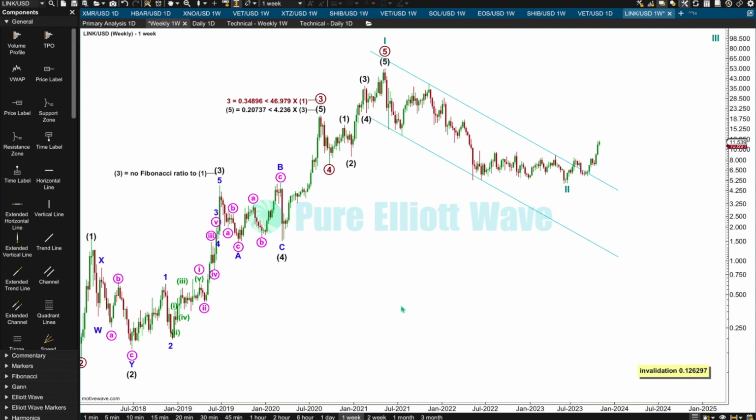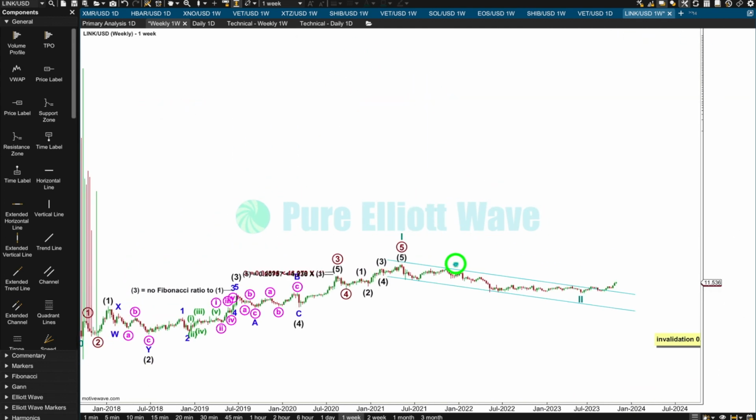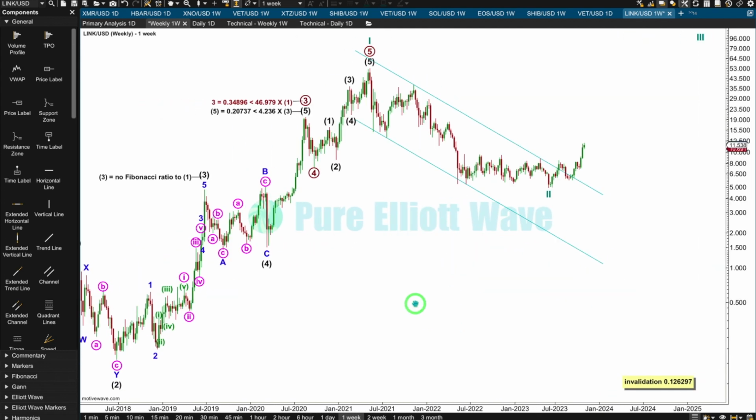This was my last analysis of Chainlink, and I was considering what if cycle wave 2 was over down here in June 2023. I had this channel around cycle wave 2, and I wanted the upper edge to be breached by a full daily candlestick above, not touching it, to have confidence that this downward bear market was over and a new upward bull market was underway.